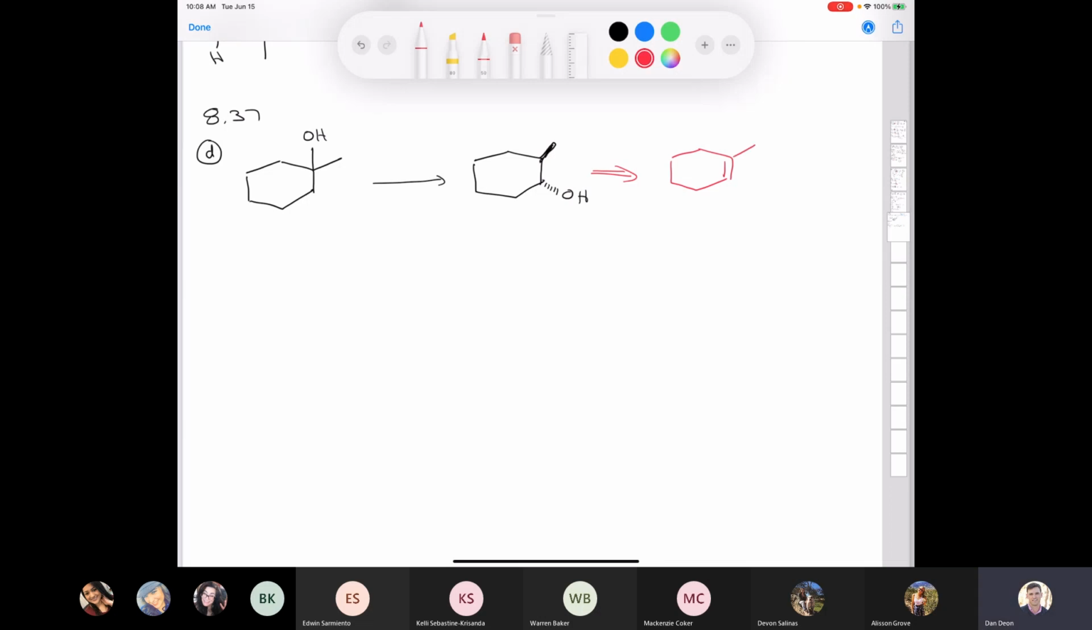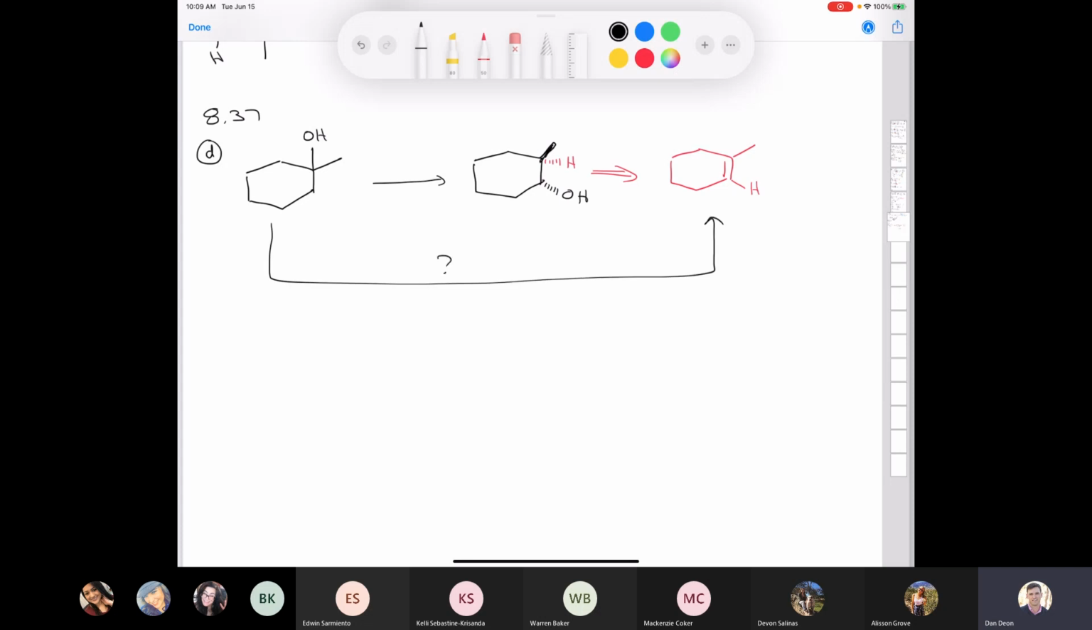If we could make this alkene, 1-methylcyclohexene, then all we'd have to do is an anti-Markovnikov addition of water across that double bond, because anti-Markovnikov addition is syn addition, and the hydrogen and the hydroxyl end up on the same face of the molecule, and the hydroxyl is going to end up on the carbon that's richer in hydrogens. So then the question becomes, how do I go from here to here?